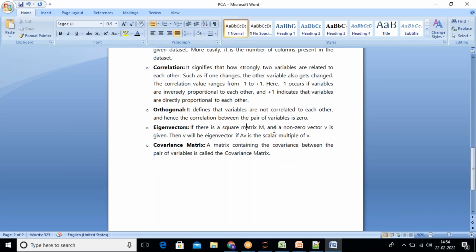If there is a square matrix M and a non-zero vector V is given, then V will be an eigenvector if AV is a scalar multiple of V. Remember, eigenvector, eigenvalue, this is very simple, nothing much. We studied eigenvectors very easily in mathematics, remember? Eigenvector. Remember?